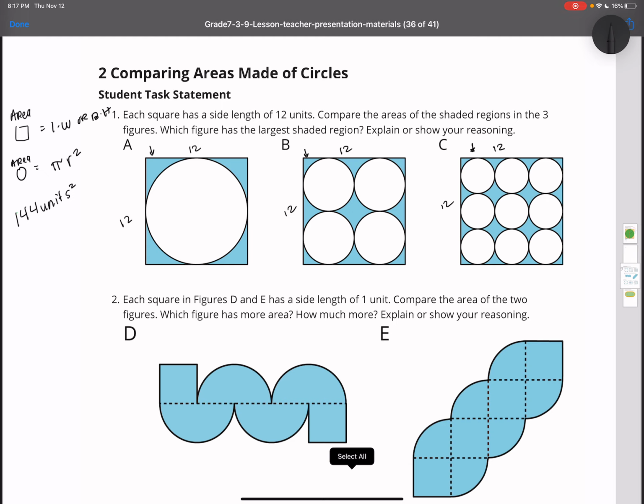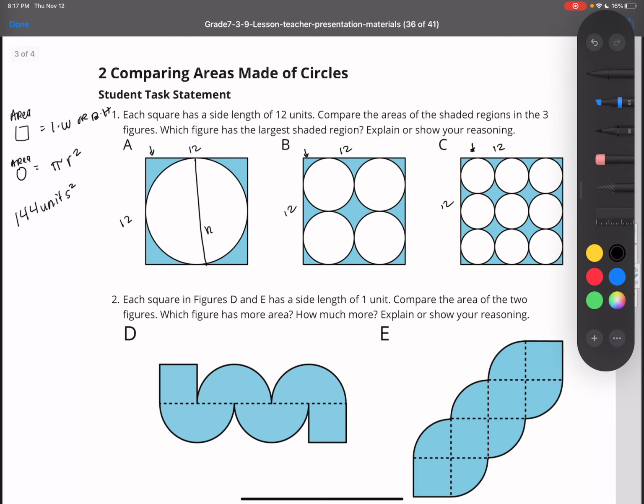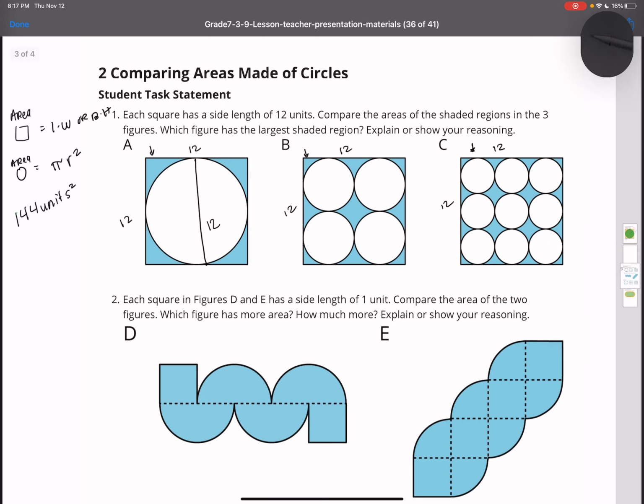So now I need to find the area of the circle. Now, just like we discussed in the warm-up, the side length is the diameter of the circle. So the diameter is 12. What would be the radius? If you guessed 6, you are absolutely correct. So I'm going to do 6 times 3.14. And keep in mind the reason why I'm multiplying the 6 times itself is because r squared is r times r.